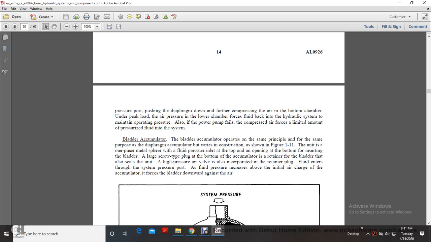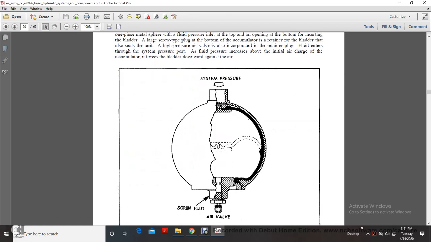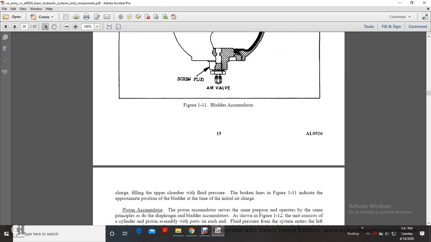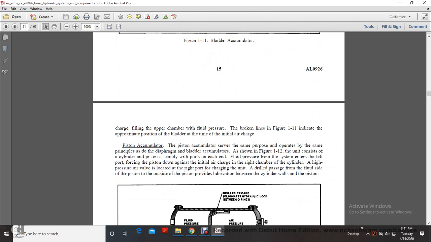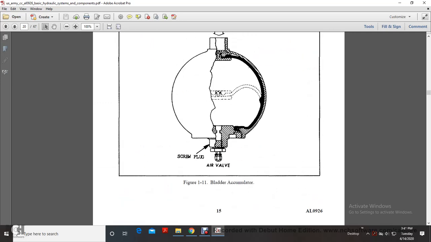As fluid pressure increases above the initial air charge of the accumulator, it forces the bladder downward against the air pressure. So it has system pressure, air pressure, the screw and plug, and the air valve. The upper chamber fills with fluid under pressure. The broken lines in Figure 111 indicate the approximate position of the bladder at the time of the initial charge.